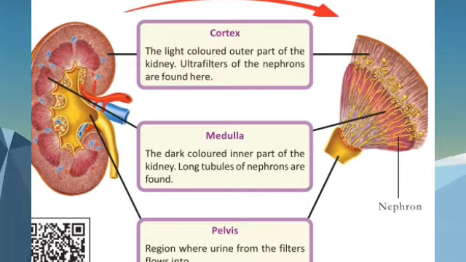Ultrafilters of nephrons are found here. Ultrafilters means the microscopic filters; the cortex is the part where nephrons are found.